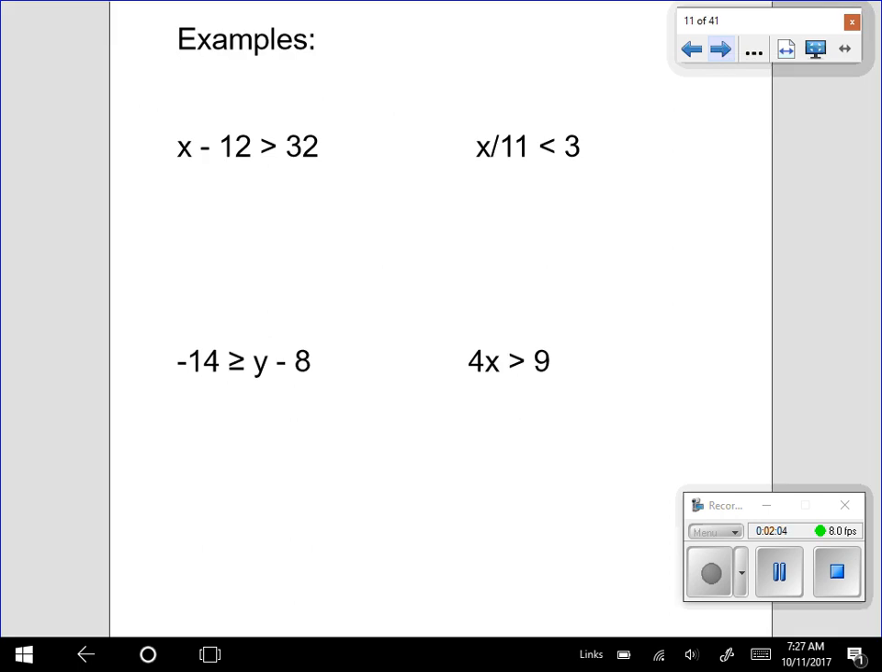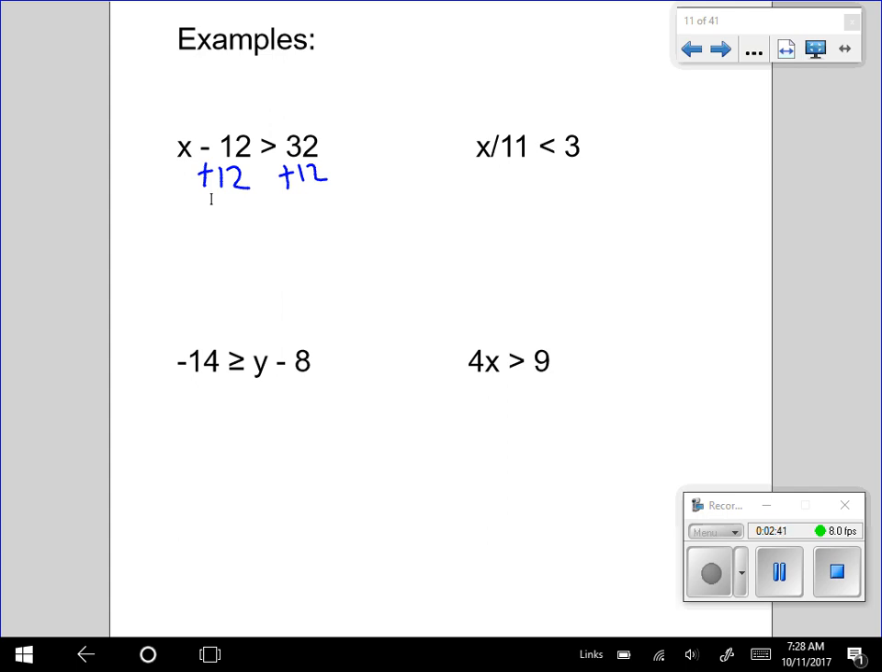So we have x minus 12 is greater than 32. So we want to make this so that x is alone. So it looks like what we had yesterday when we were graphing inequalities. So I want to get x alone, and I need to use my inverse operations to do that. So if I'm subtracting 12, the inverse of subtraction would be addition. So I'm going to add 12 to both sides of the inequality, just like we did with equations. If I want to keep my inequality true, I have to do the same thing to both sides.